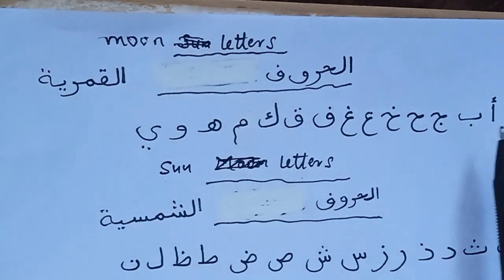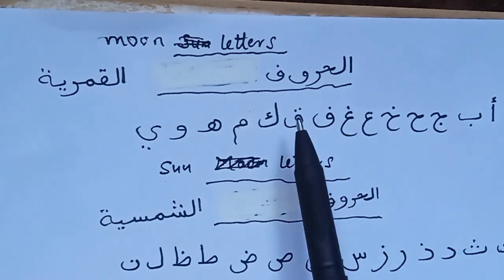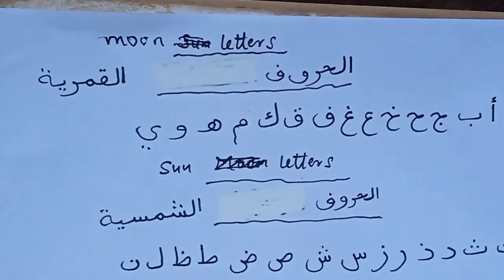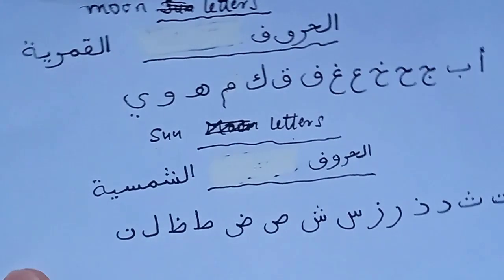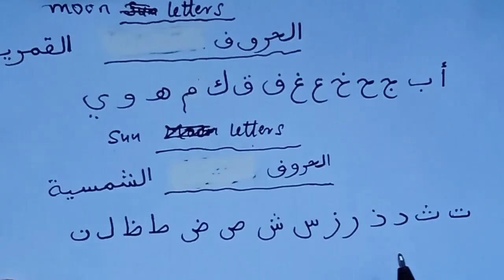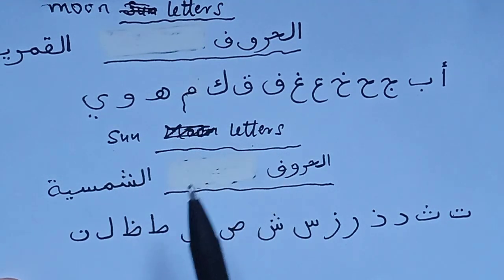As you can see here, the Alif, the Ba, the Jim, the Ha, the Kha, the Ain, Ghain, Fa, Qaf, Kaf, Lam, Ha, Wa, and Ya are categorized as the moon letters, which are the Huruful Qamariyya. Over here also the Ta, Tha, Dal, Zal, Ra, Zai, Sin, Shin, Sod, Dod, Ta, Zo, Lam, Nun are categorized as the sun letters, which are the Hurufu Shamsiyya.